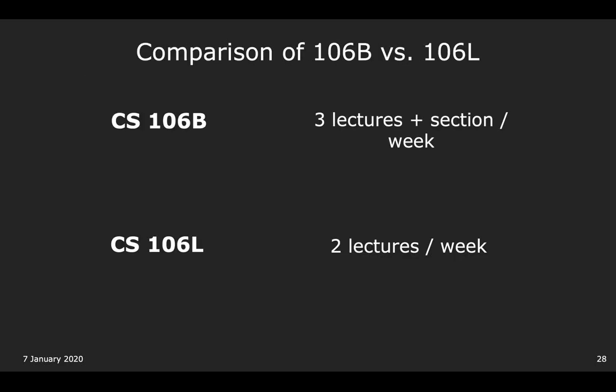Just a logistical comparison. CS106B has 3 lectures and a section per week. If you're in 106B, you should still go to those. CS106L doesn't replace anything from CS106B. There have been students who treat 106L as a section, and they don't go to their section. Make sure you go to that section as well.